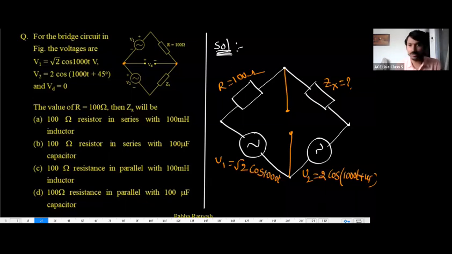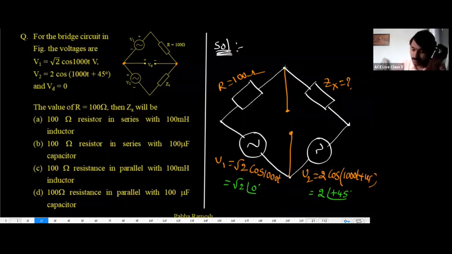So let us convert this into polar form. Root 2 cos 1000 t: there is no angle, so it is root 2 at an angle 0. And 2 cos(1000 t plus 45) is 2 at an angle plus 45. Those who are done with network theory know that. Otherwise, take it for granted.